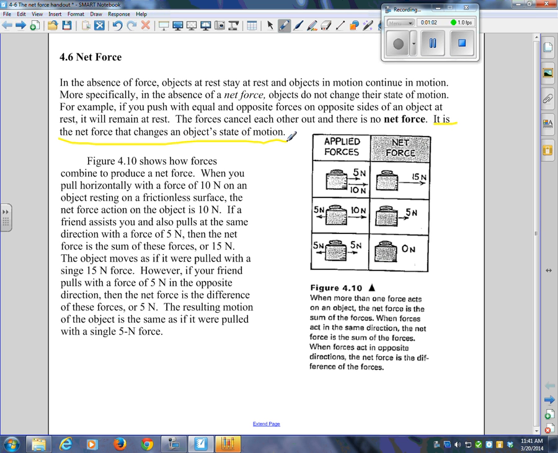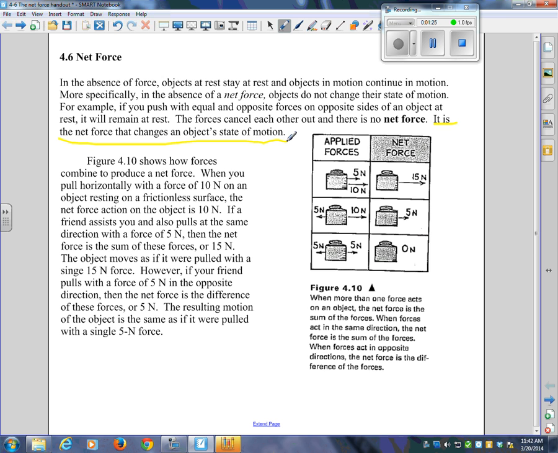Figure 4.10 shows how forces combine to produce a net force. When you pull horizontally with a force of 10 newtons on an object resting on a frictionless surface, the net force acting on the object is 10 newtons. Duh. If a friend assists you and pulls in the same direction with a force of 5 newtons, then the net force is the sum of these forces, or 15 newtons. The object moves as if it were pulled with a single 15 newton force.